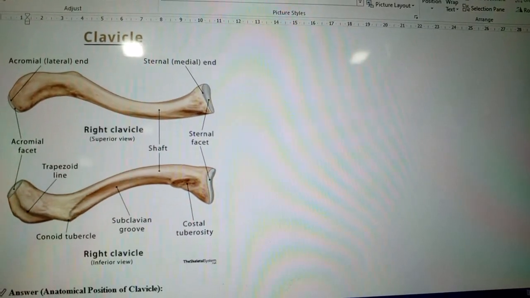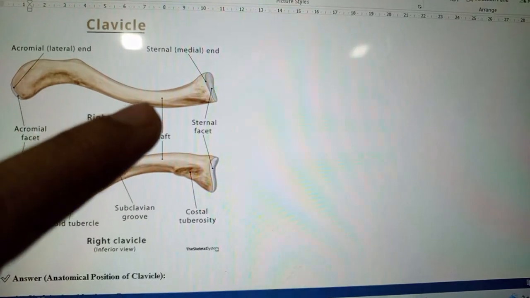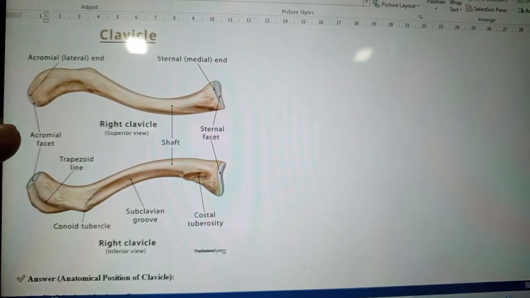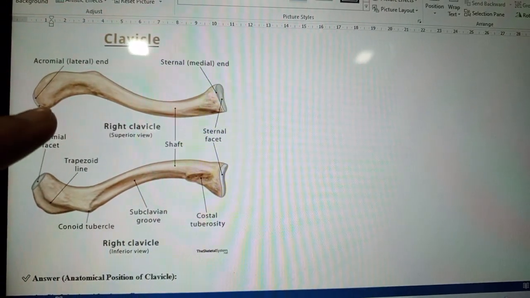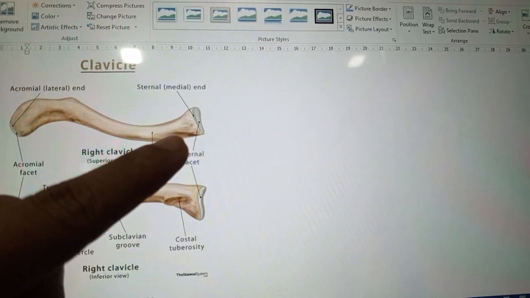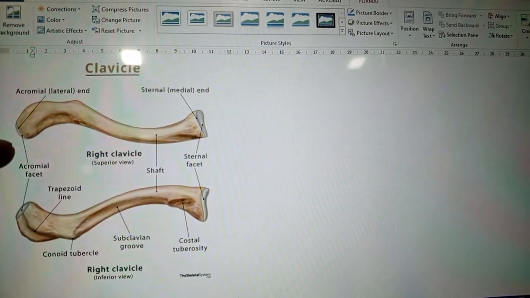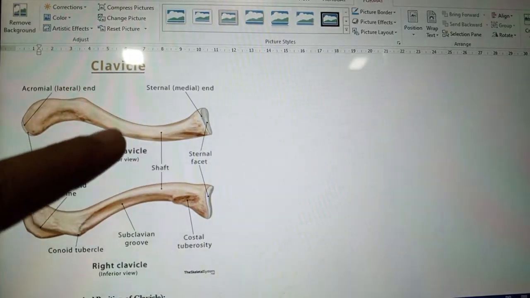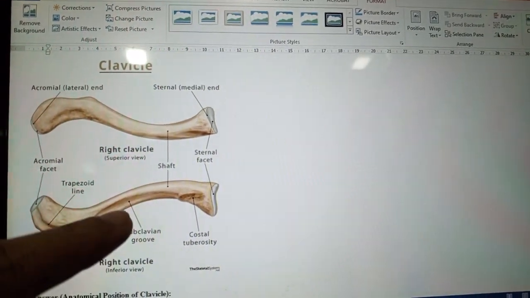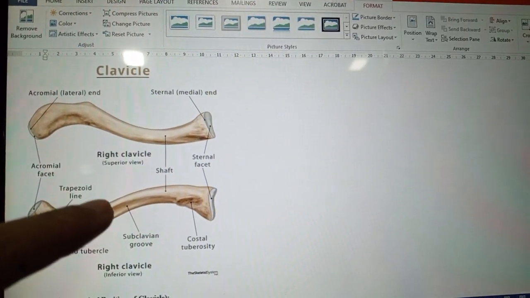I have already told you that the medial end is rectangular, and the lateral end is triangular. This is the sternal end or the medial end. It is the acromial end or the lateral end. This is the anterior view, this is the superior view, and this is the inferior view. On the inferior view, the subclavian groove is present, on which the subclavius muscle is attached.